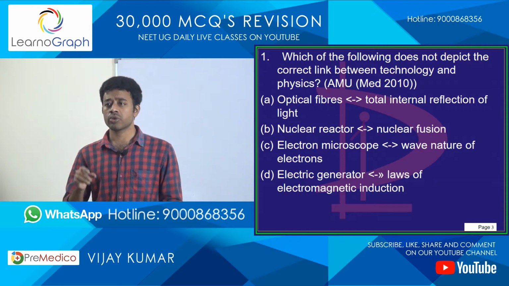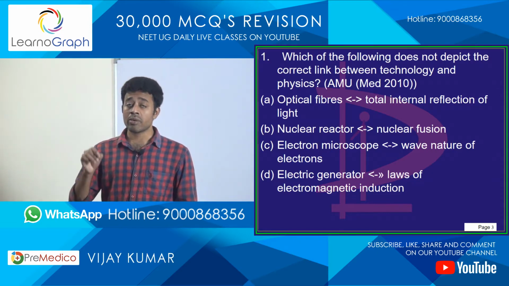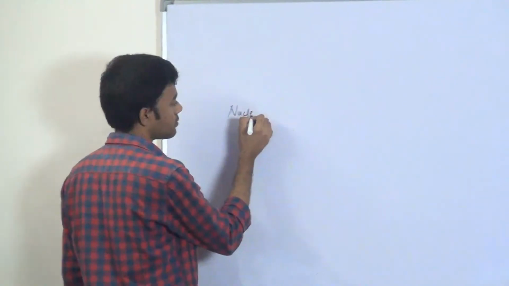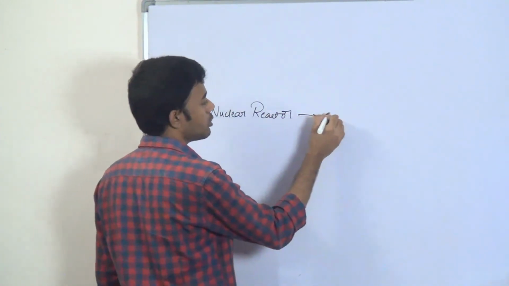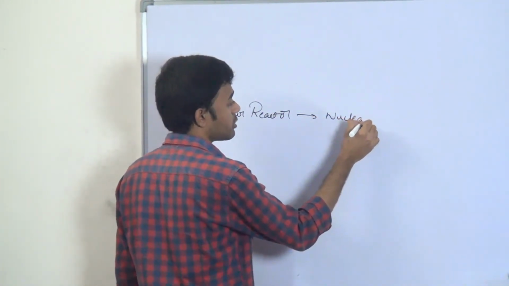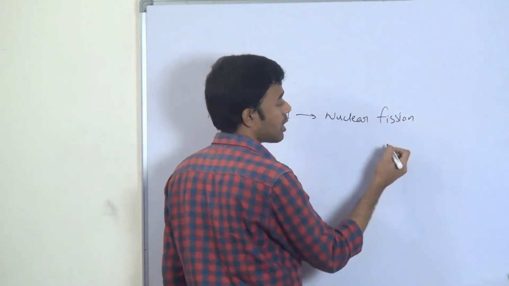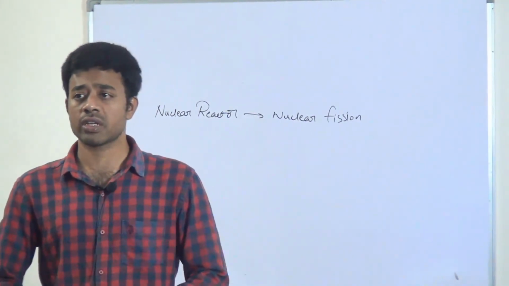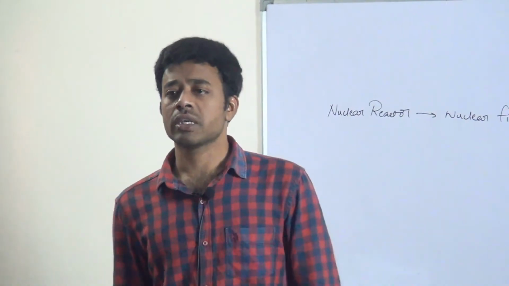Next, the nuclear reactor and nuclear fusion. We know that in a nuclear reactor we use nuclear fission, not fusion. The nuclear fission reaction is used in the nuclear reactor, so that is incorrect. The next option is the electron microscope, which depends on the wavelength of the electron.